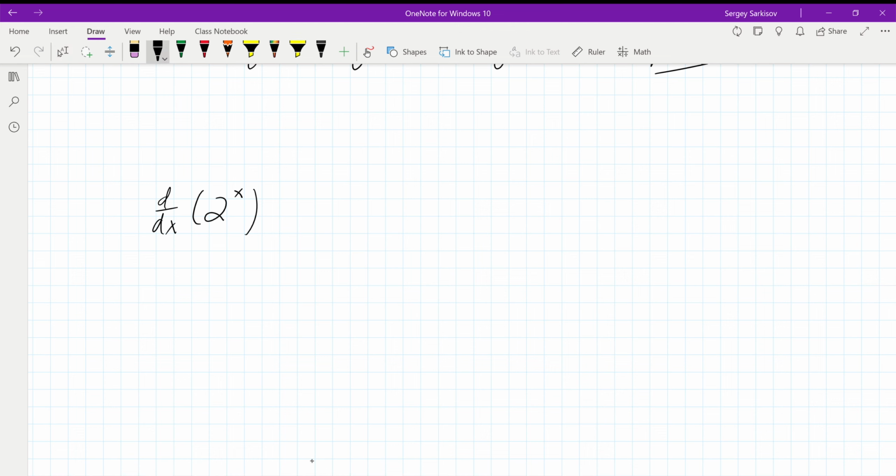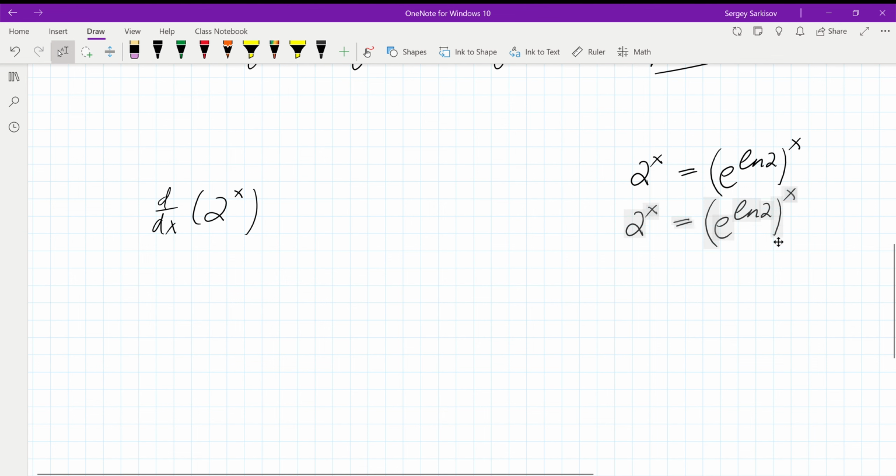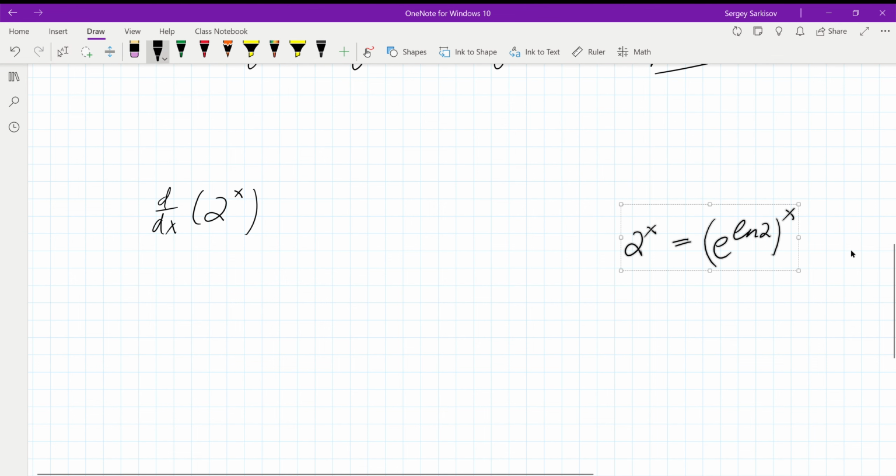If you think about it, look at this on the side. 2 to the x. I claim that it's equivalent to e to the ln of 2, to the x. So let me look at 2, for example. But what is just 2? Why is 2 equivalent to e to the ln 2?